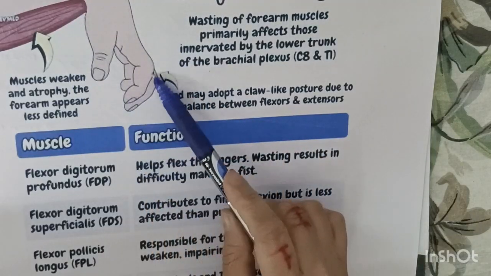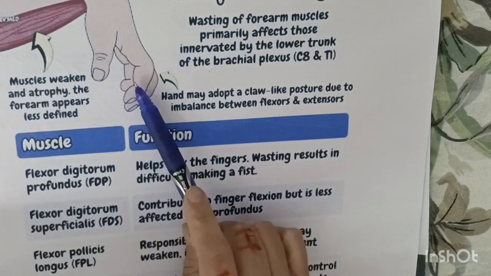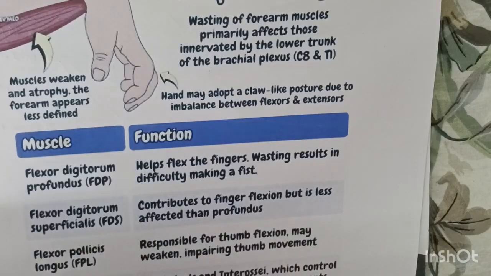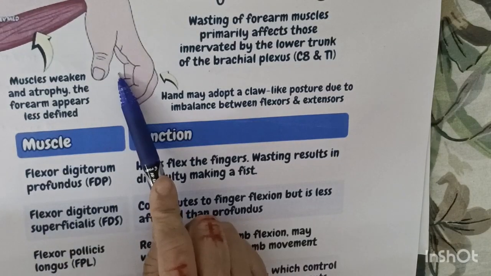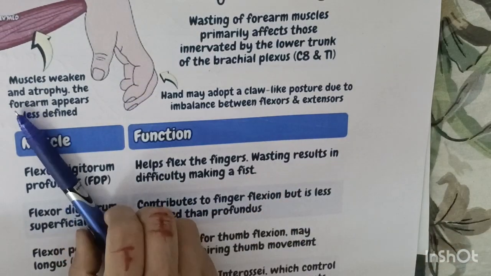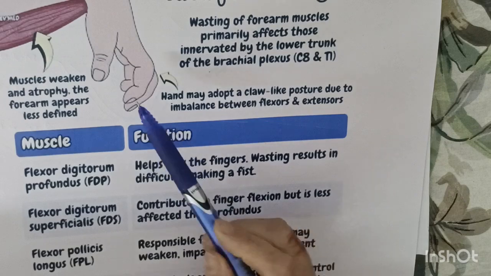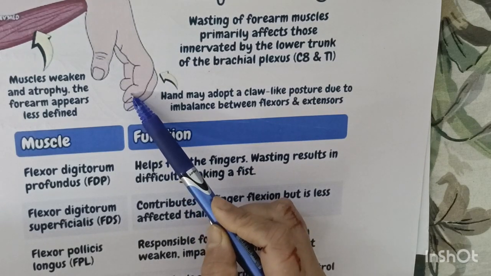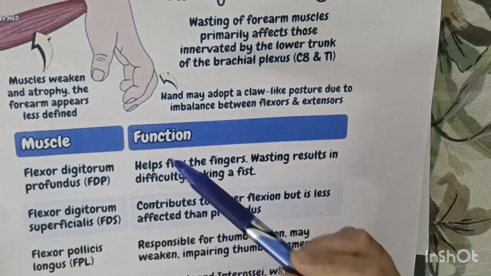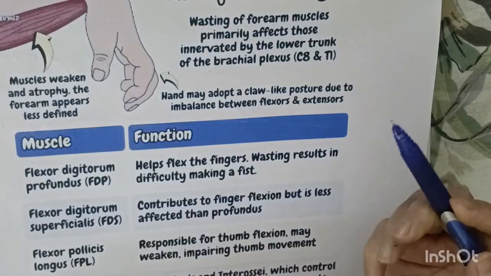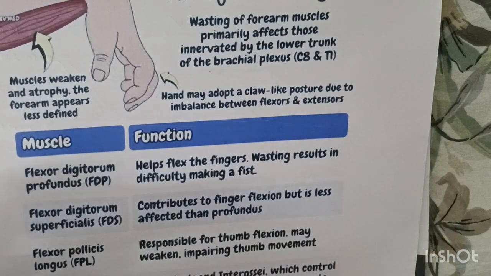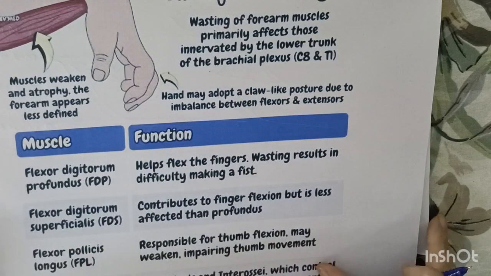C8, T1 supplies the hand, so there will be wasting of forearm and hand muscles. There will be difficulty, and it will be a claw hand position where there will be weakness of flexor digitorum profundus, flexor digitorum superficialis, flexor pollicis longus, and intrinsic muscles of the hand. That is lumbricals and interossei. Pad and dab muscles will be affected.